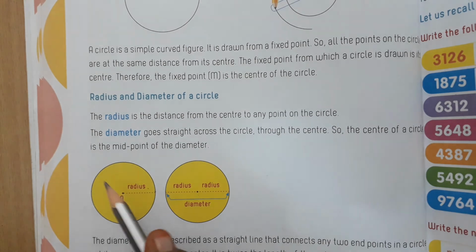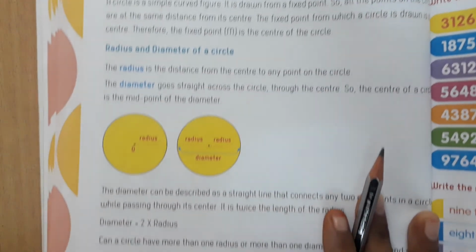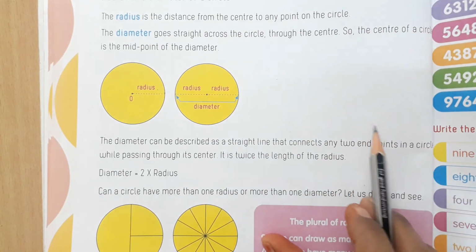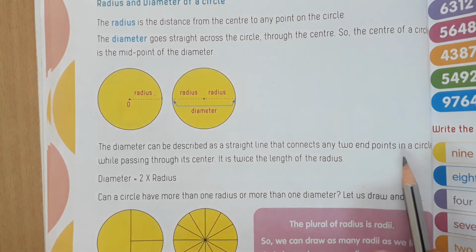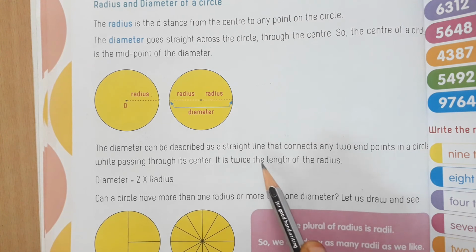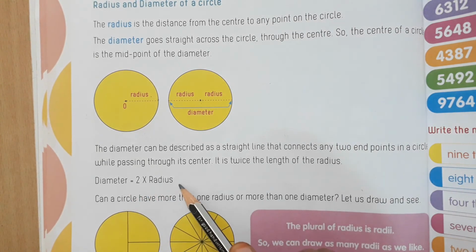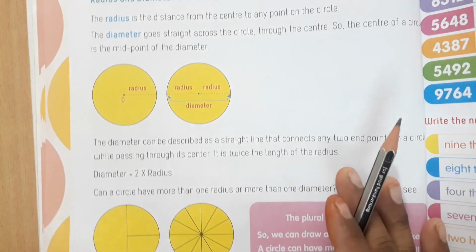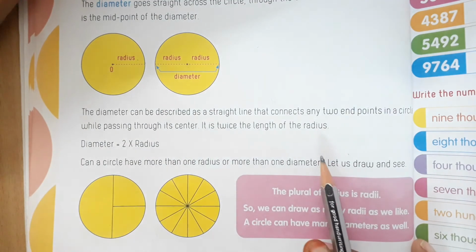The center of a circle is the midpoint of the diameter. The diameter can be described as a straight line that connects any two endpoints in a circle while passing through its center. It is twice the length of the radius. So, diameter is equal to 2 into radius.